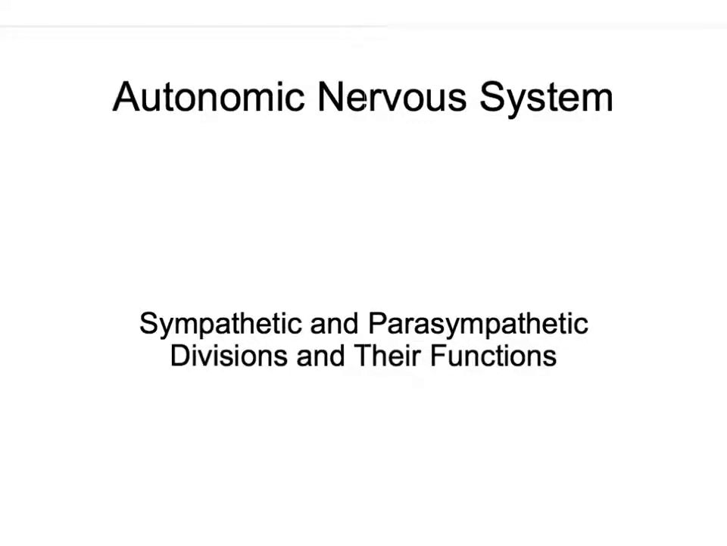So here's a real quick overview of the autonomic nervous system's two divisions, the sympathetic and the parasympathetic. We'll talk about their functions, what they innervate, and hopefully give you a couple of ways to remember them.